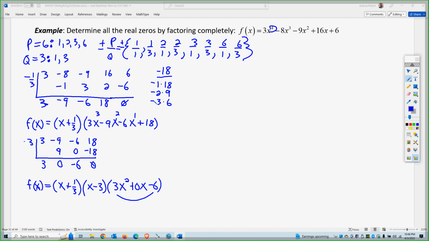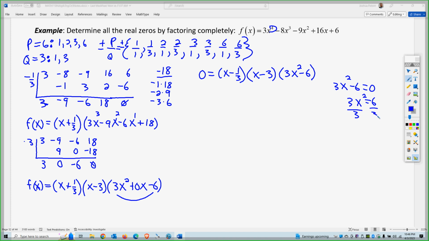How's that sound? Okay, so if I solve this individually, 0 equals x plus 1/3, and then I have x minus 3, and then I have 3x squared minus 6. Okay, so if I solve this over here, 3x squared minus 6 is equal to 0. So 3x squared is equal to 6. If I divide by 3, x squared is equal to 2. If I take the square root, x equals plus or minus root 2. Okay, that'll work. If you do the quadratic formula, you get the same thing. But since there was a 0 term in the middle, that seemed to be the quicker option.